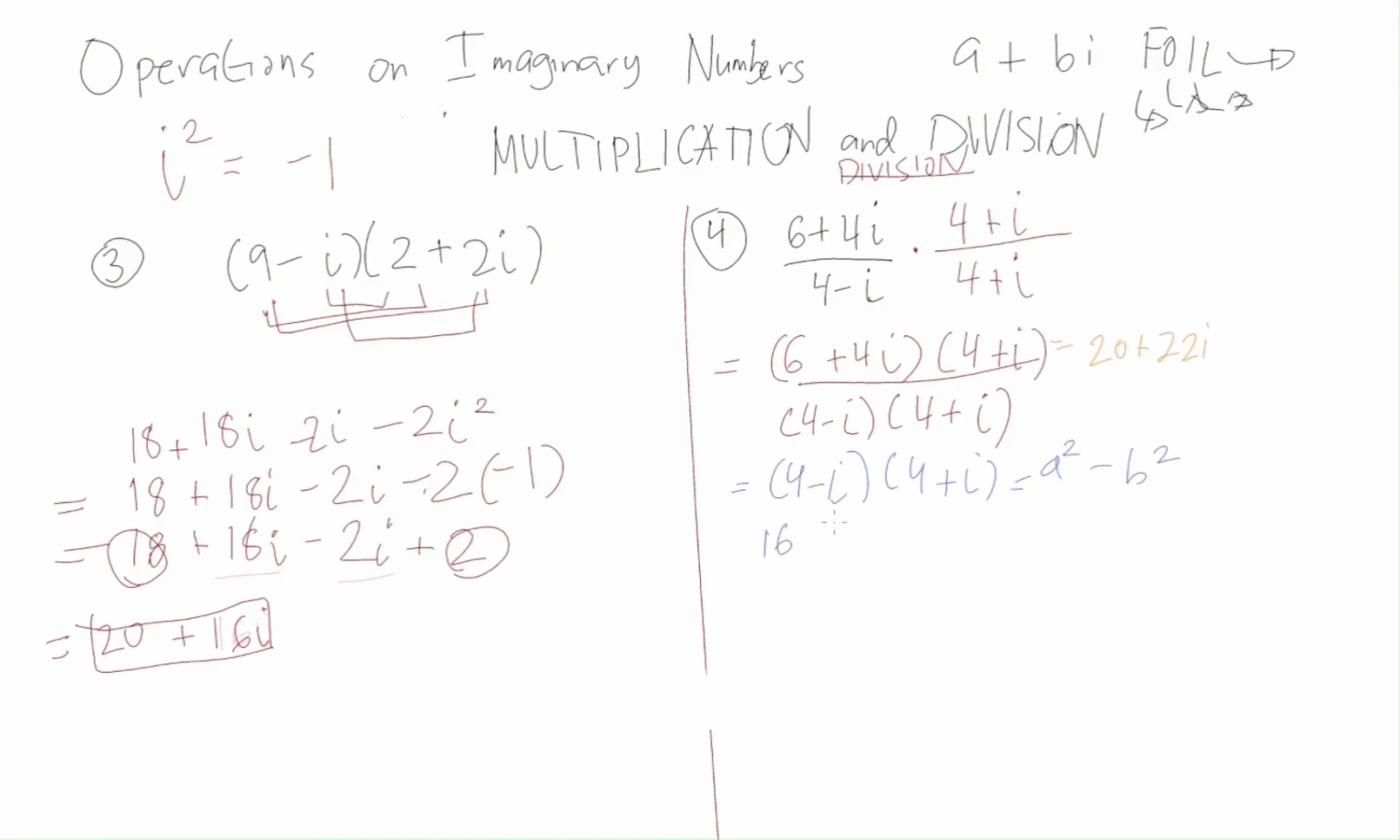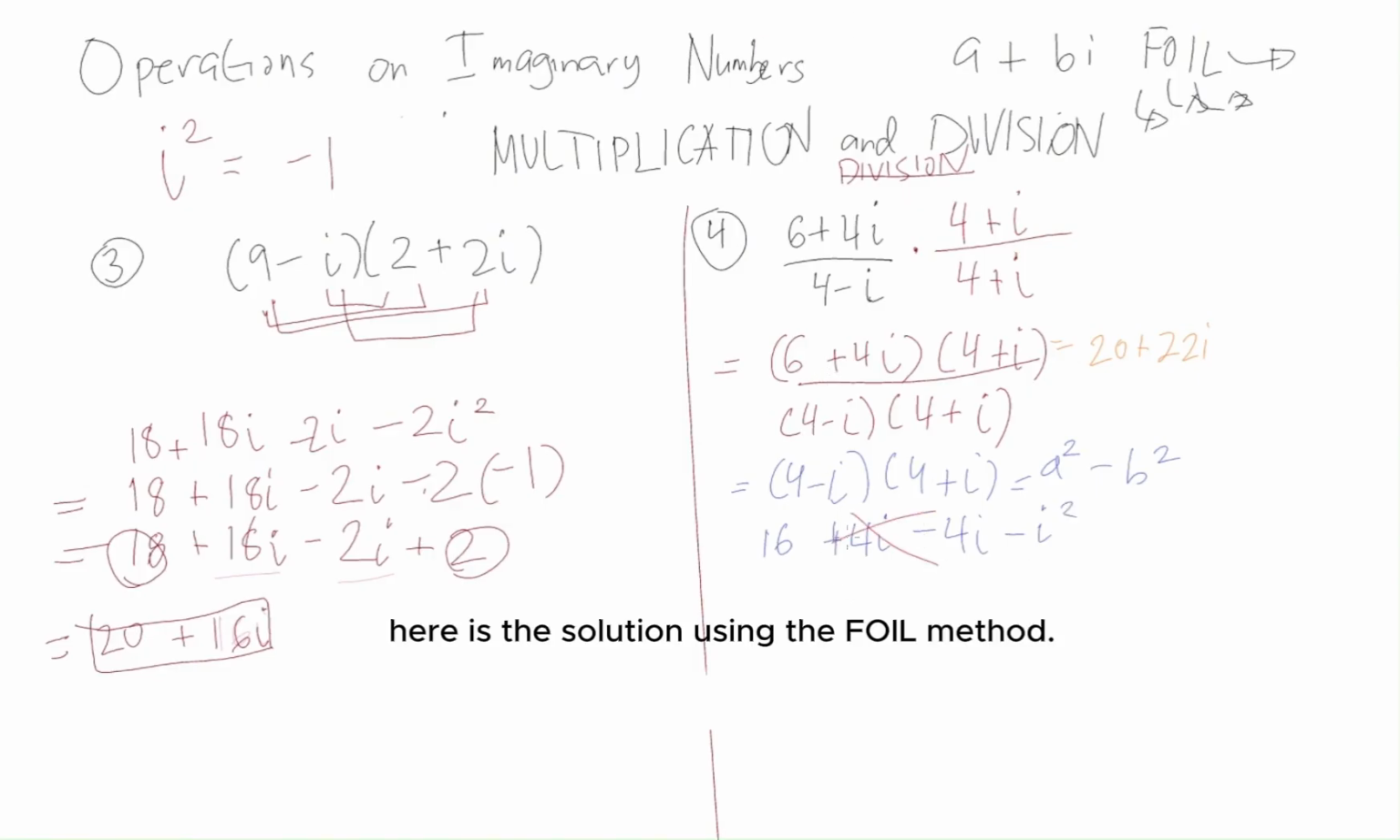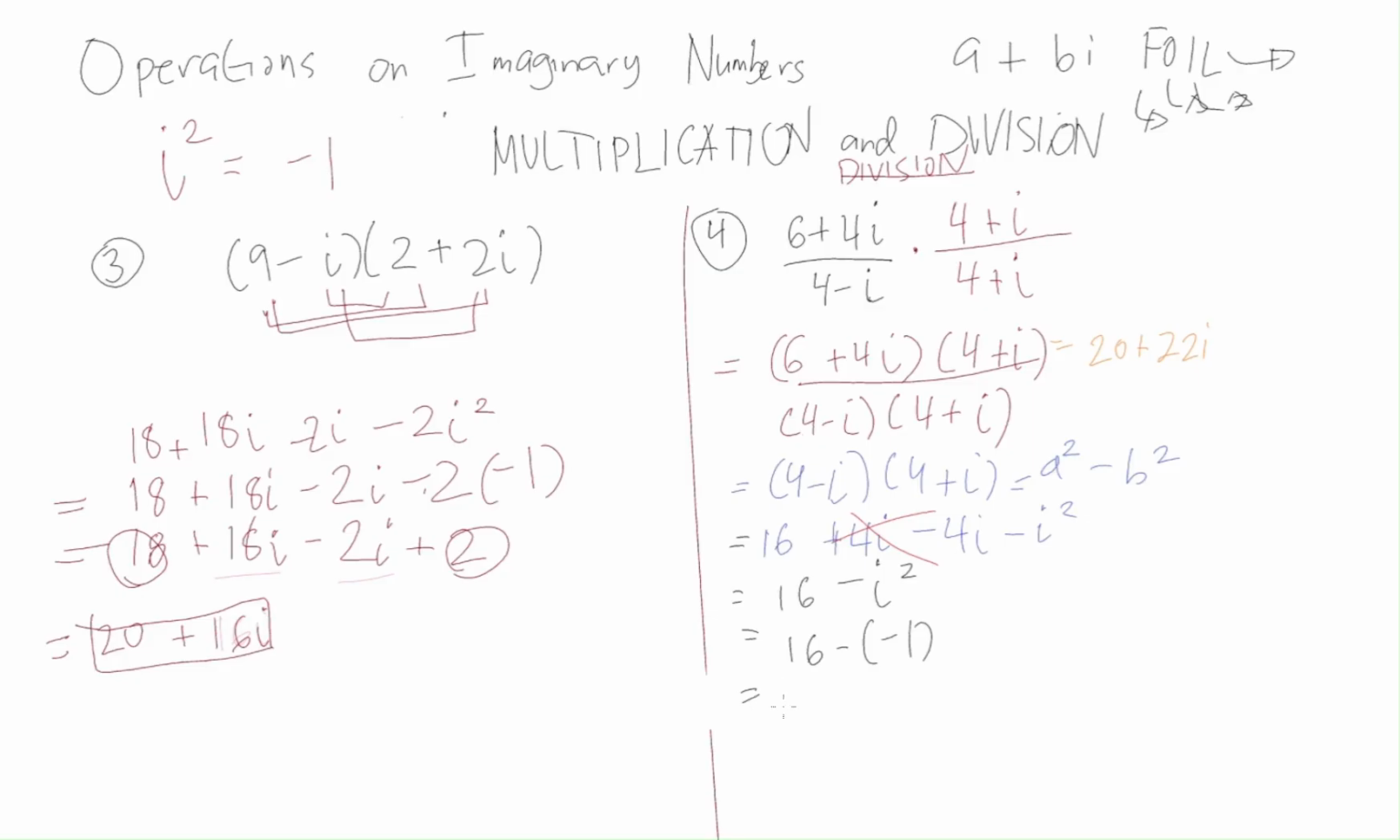Outside terms, that's 4i. Inside terms, that's negative 4i. And then last terms, that's just negative i squared. Then these two will be canceling out, and we'll be left with 16 minus i squared, negative 1, which will become 16 plus 1, which will become 17.